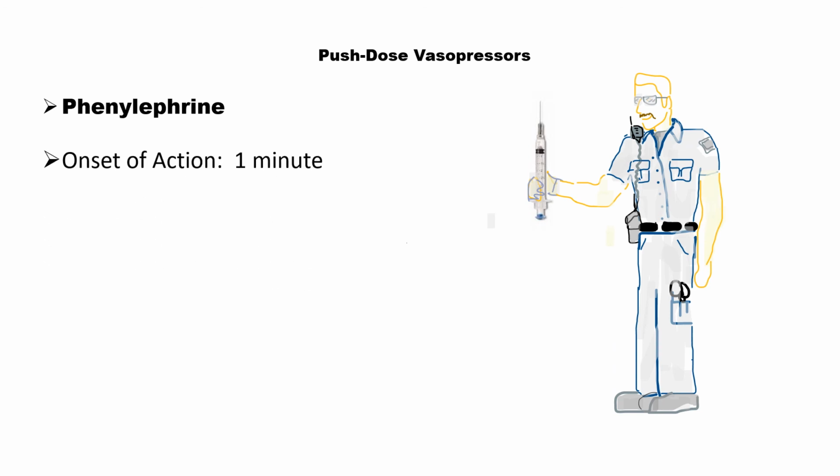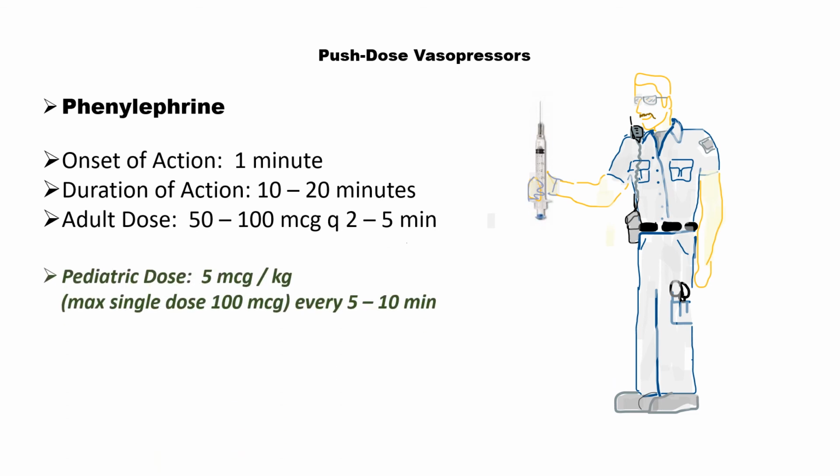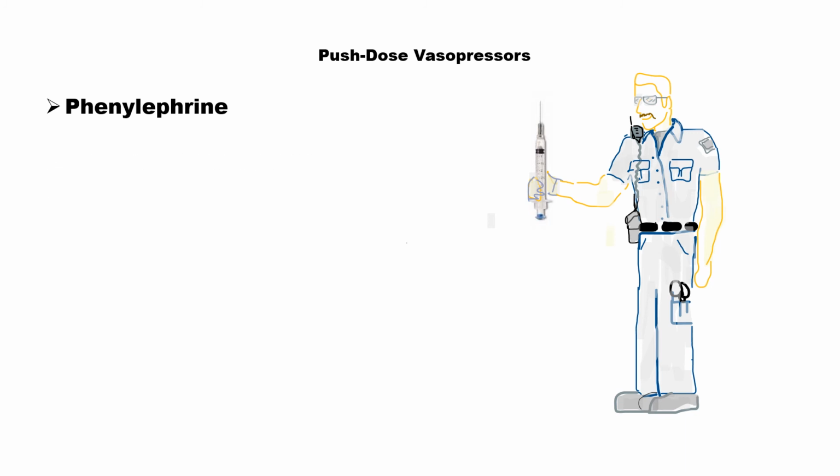Push dose phenylephrine has an onset of action time of 1 minute, duration of action time 10 to 20 minutes, adult dose 50 to 100 micrograms every 2 to 5 minutes, and a pediatric dose 5 micrograms per kilogram, max single dose 100 micrograms every 5 to 10 minutes.